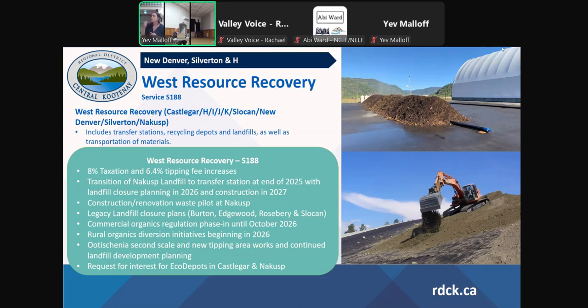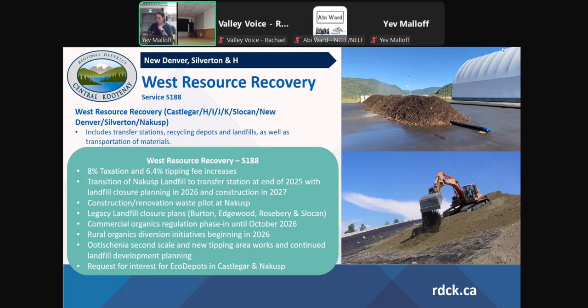The cusp landfill is being transitioned to a transfer station, with some renovation work in the cusp. Legacy landfill closure plans: the regional district is responsible for closing and doing assessments on landfills that existed and were closed before the RD was formed. This includes Burton, Edgewood, Roseberry, and Slocan.